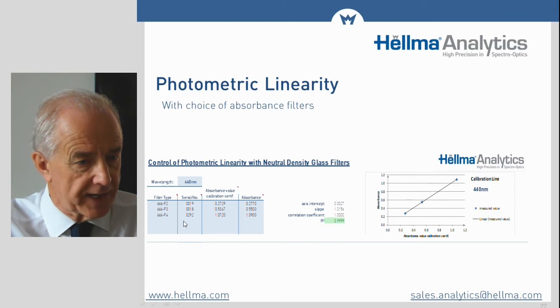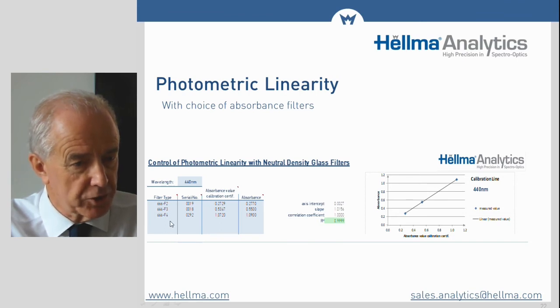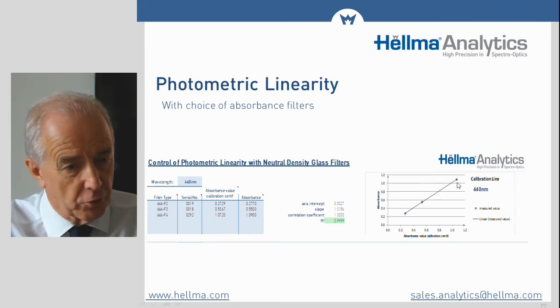We'll just have a look at that here. You can see quite simply you enter the type of filter that you're using here, the serial number of that filter, the absorbance value from the certificate, and then the values you've measured. It automatically plots the line for you and then calculates the R-squared value here. Very, very simple and quick way of getting to your R-squared value.